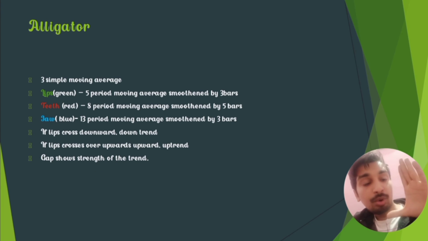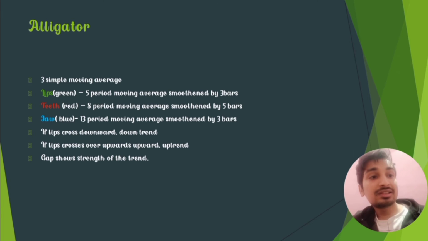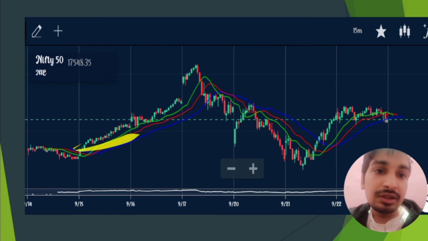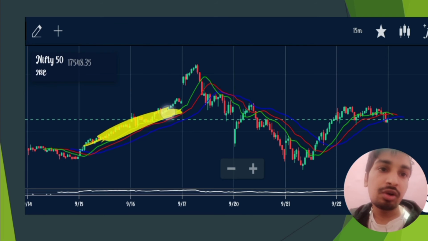If the gap is more, the trend is more, and if less, the trend is less. So you can see here, the lip has crossed upward, right? You can see the lip has broken upward. The red line is going upward, so the trend is up. The distance between these is more, so the uptrend is strong.